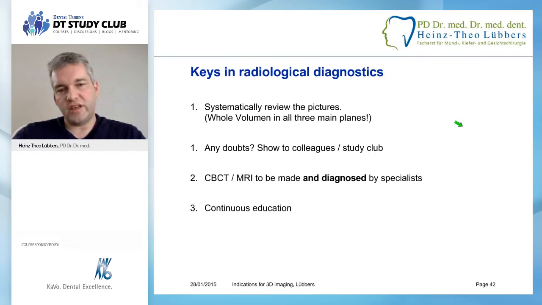So what are the keys for radiological diagnostics? First of all, systematically review the picture. That should be normal for panoramic, of course, but on panoramic you can pick up a lot of things by just looking at them. If you just look at a cone beam CT, you might miss a whole bunch of things. You have to go through the whole volume from up to down in all three main planes at least, and depending on the things you see, you might even want some extra planes.